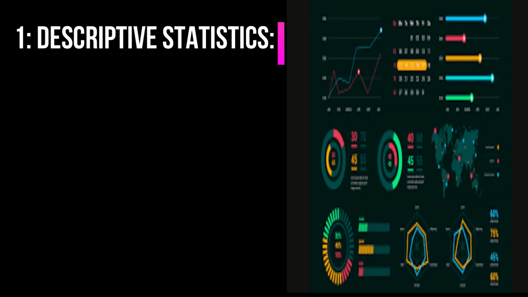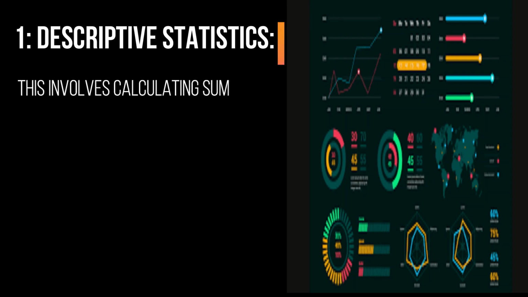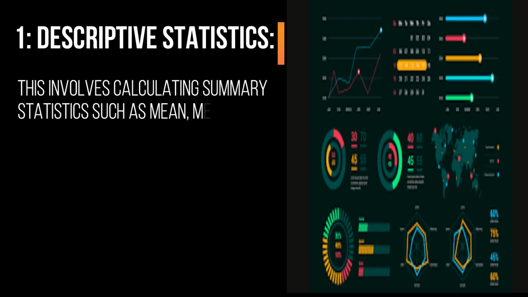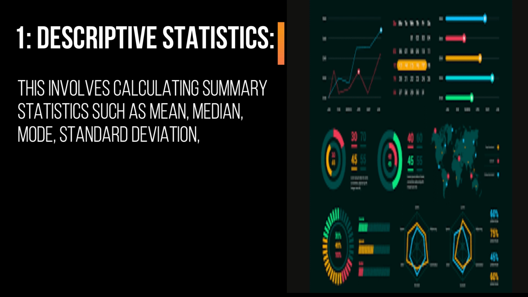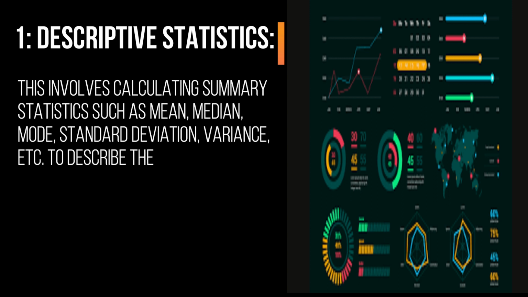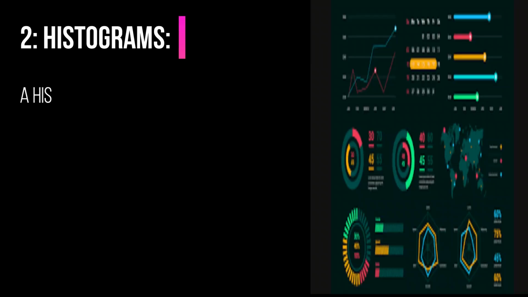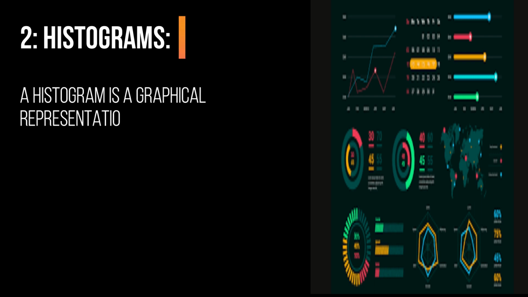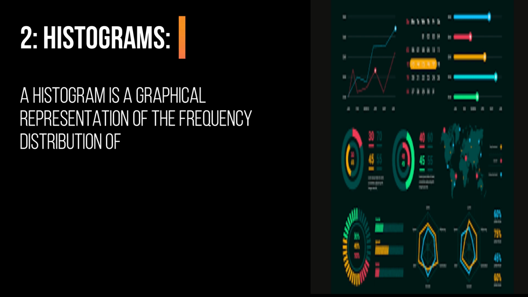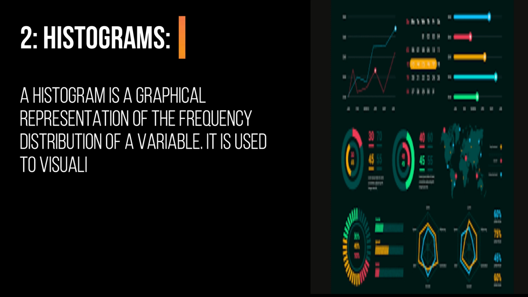1. Descriptive statistics. This involves calculating summary statistics such as mean, median, mode, standard deviation, variance, etc. to describe the central tendency and variability of the dataset. 2. Histograms. A histogram is a graphical representation of the frequency distribution of a variable. It is used to visualize the distribution of the data.